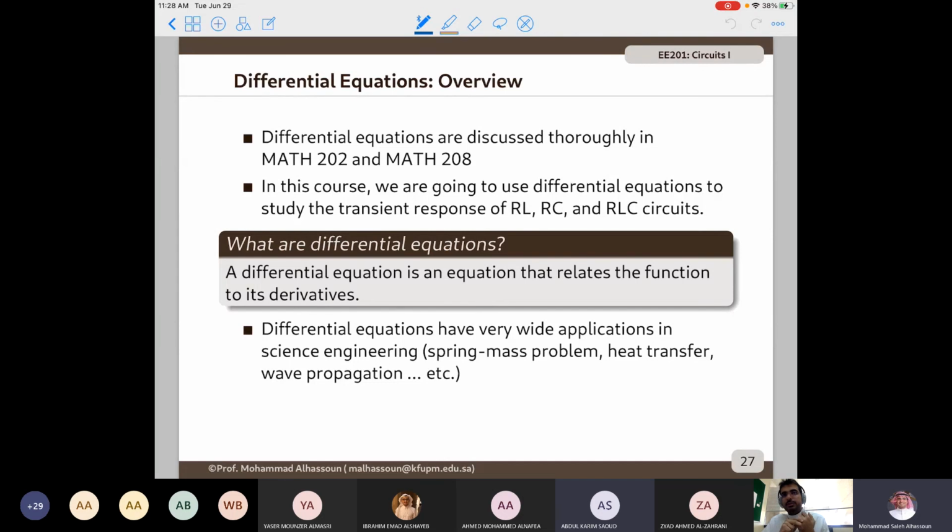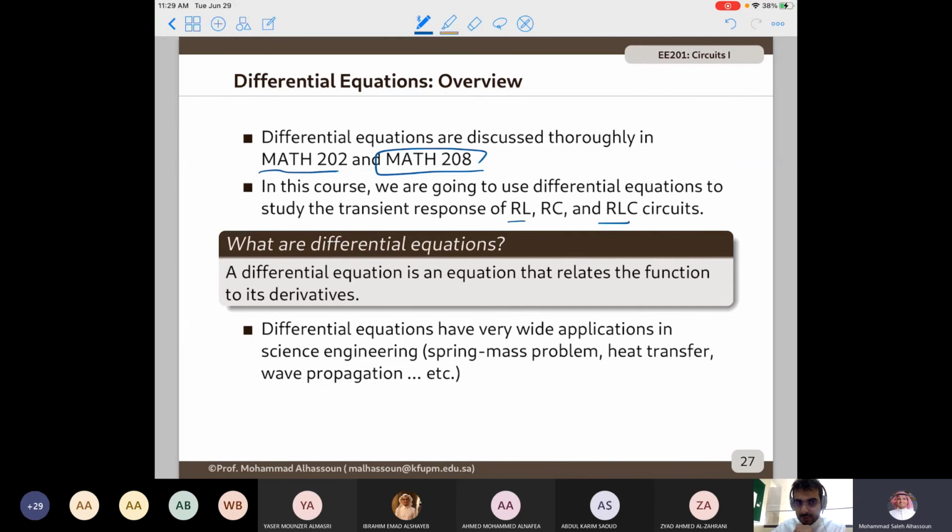So in order to study the behavior, we need to be armed with differential equations. Differential equations are actually in Math 201, 202, or Math 208, depending on which curriculum you're following. In this course, we're going to use differential equations to study the response of RL. What we mean by RL is a circuit with a resistor and inductor. RC is a circuit with a resistor and capacitor. And RLC is a circuit with a resistor, capacitor, and inductor.